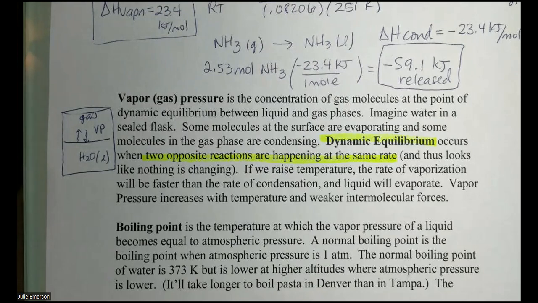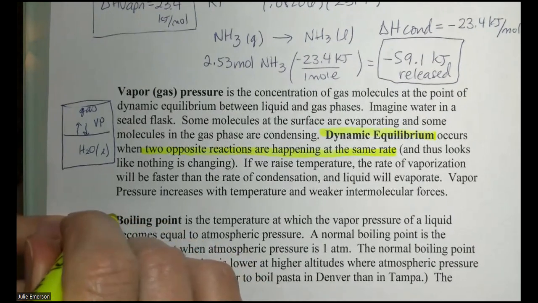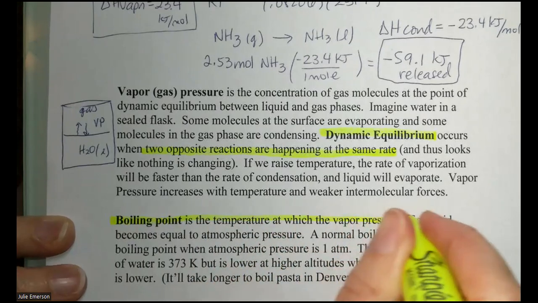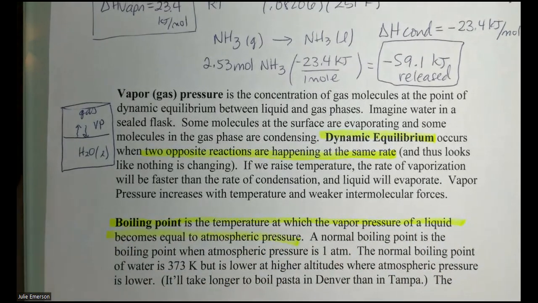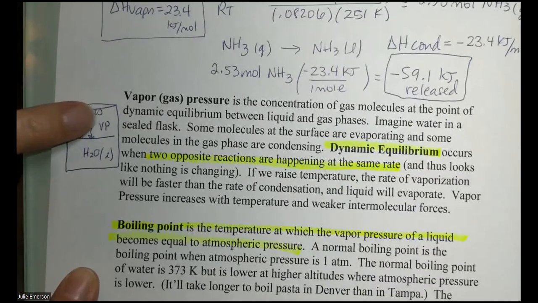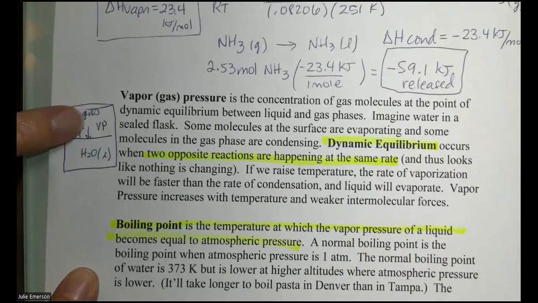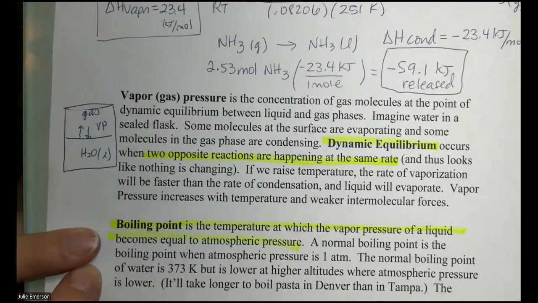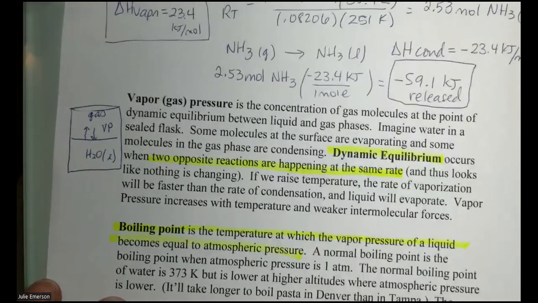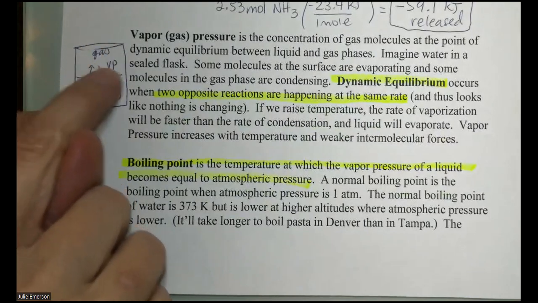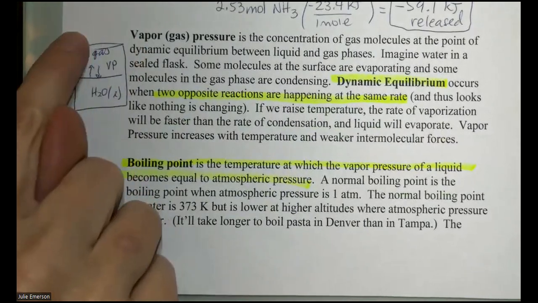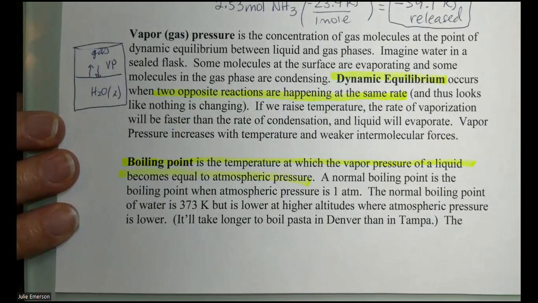Boiling point, the actual definition of boiling point, is the temperature at which the vapor pressure above the liquid is equal to atmospheric pressure. So when the pressure of gas above the liquid, or the vapor pressure, equals the pressure in the room, you have reached boiling point. All right, so boiling point is that temperature at which the vapor pressure, the pressure of the molecules above the liquid, equals atmospheric pressure, the pressure in the room.